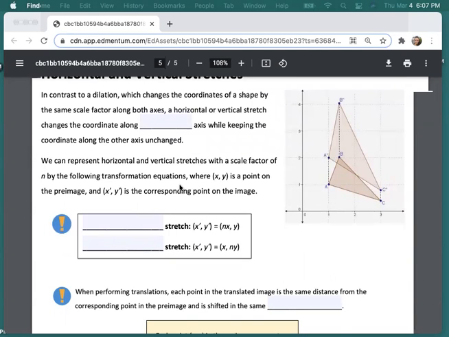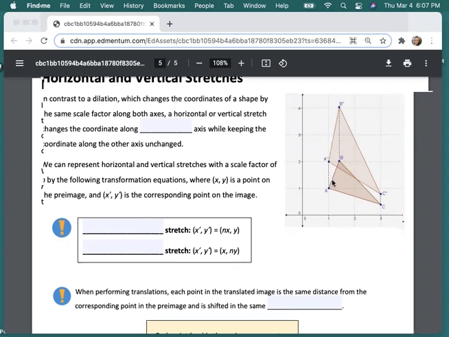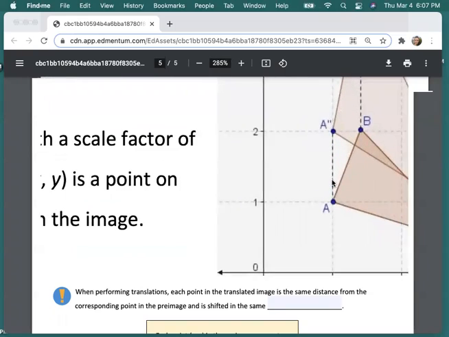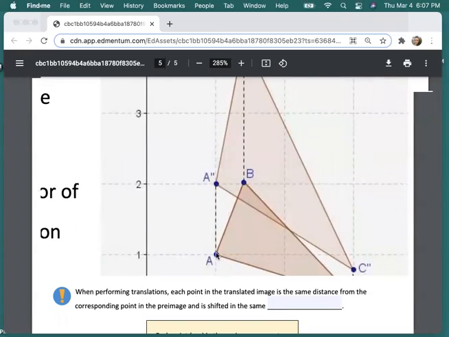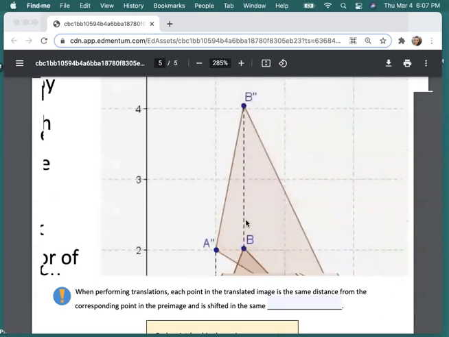Okay, so horizontal and vertical stretches. So here it's like dilating, but staying on the same, like just moving it up and then stretching it. So let's look at this one a little closer. A is moving from 1 to 2. C is moving from, I don't know, 0.4 to 0.8 maybe. And B is moving from 2 to 4.